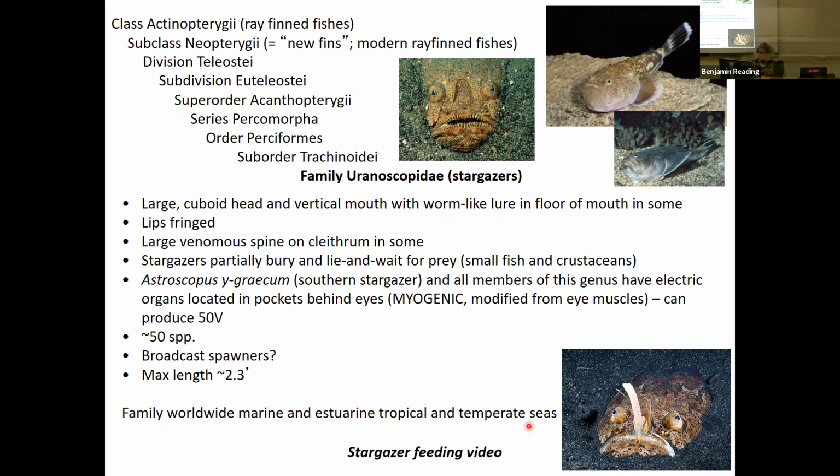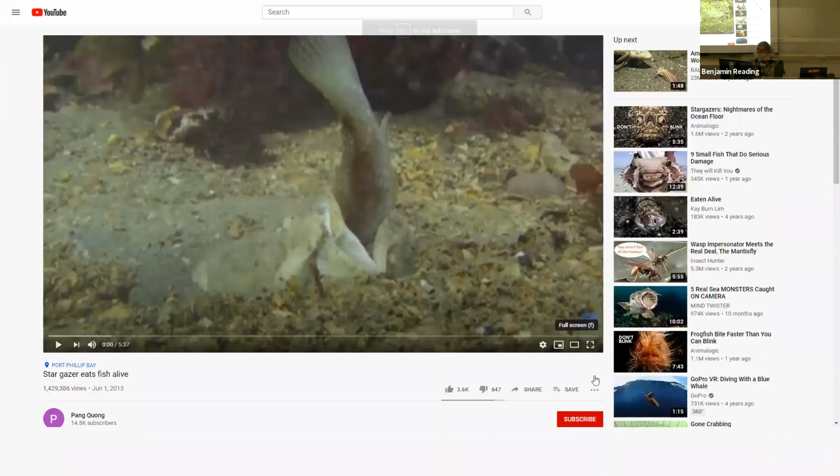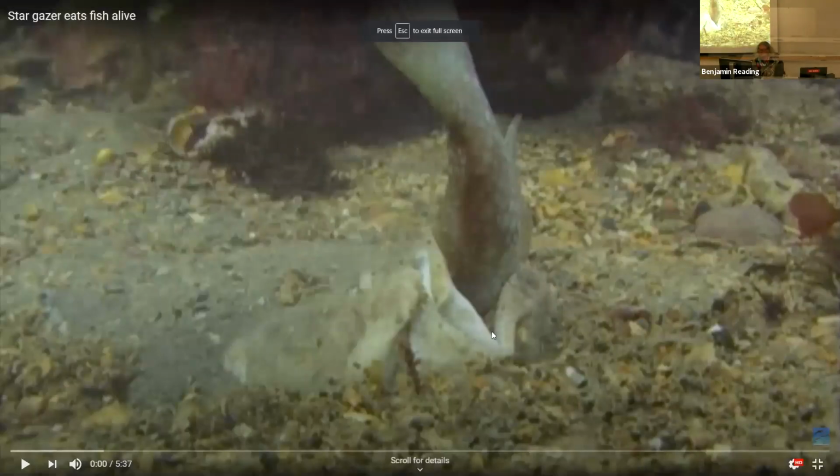So here's a video showing stargazer feeding, and you can sort of see them burying themselves and then how they strike their prey. And this is what we call lurking or lie-in-wait predators. So here is the stargazer. And you can sort of see, here's the mouth of that stargazer, and it's sort of eating something here.